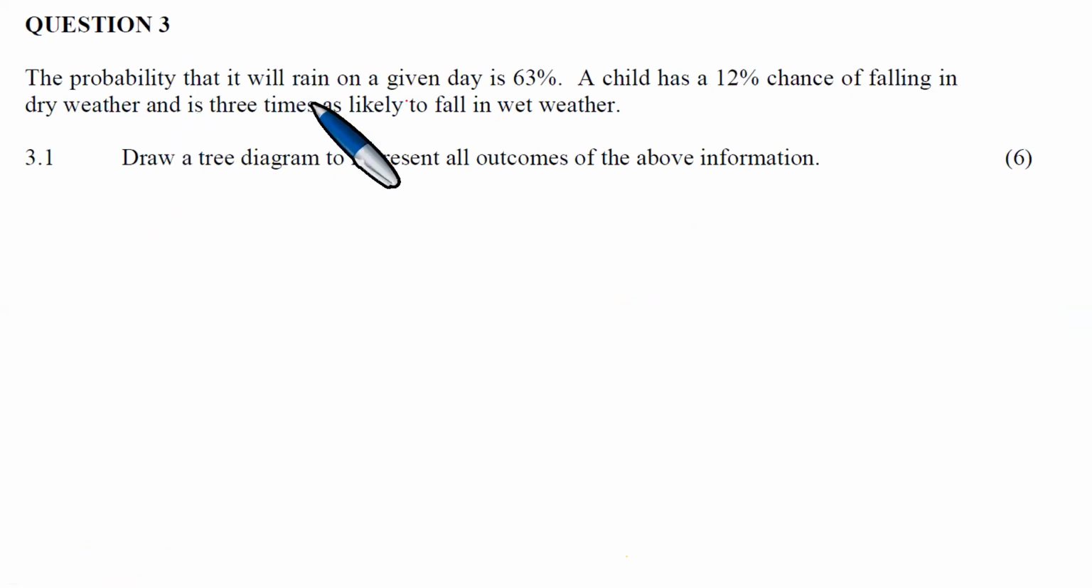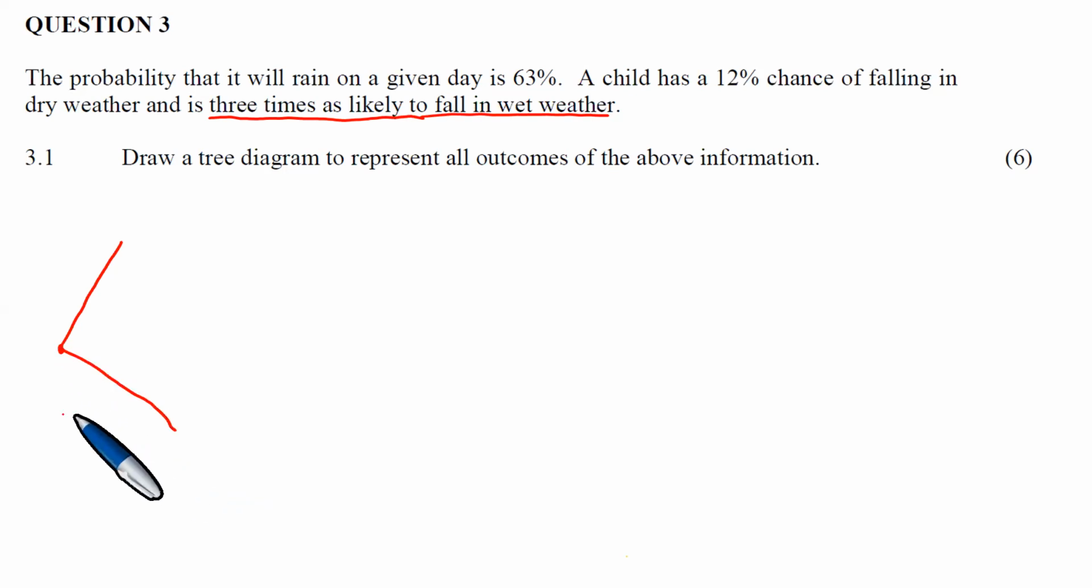The probability that it will rain on a given day is 63%. A child has a 12% chance of falling in dry weather and is three times as likely to fall in wet weather, if it's wet and rainy. Sometimes there's rainfall, sometimes there's no rainfall, sometimes the sun is out. Okay, let's start. We start by looking at the fact that either there's rainfall or there's no rain at all.